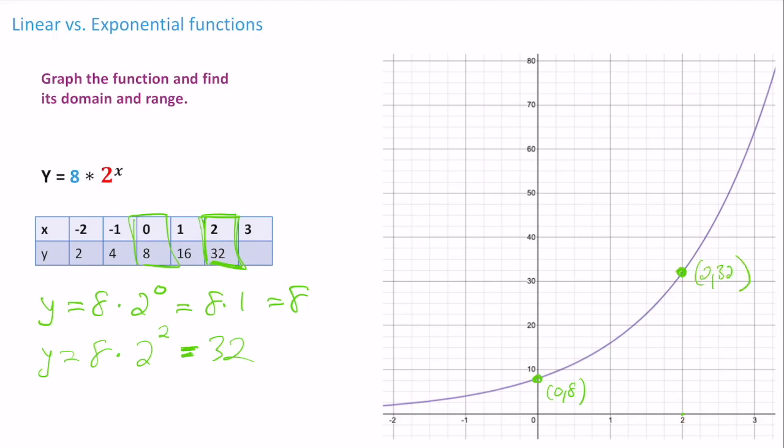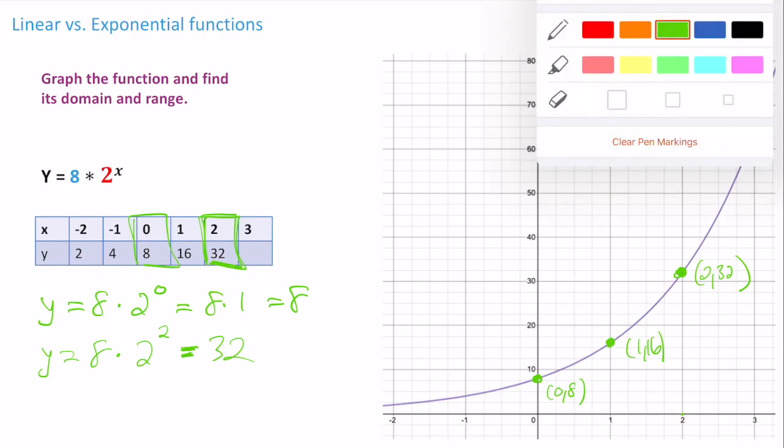And you can see this isn't a straight line, right? If we did that one other one, 1, 16 was right here. And you can see a straight line is not going to connect those 3 dots, right? Any 2 dots you can connect to the straight line, but as soon as you put the third in, you can see it's not going to be a straight line.